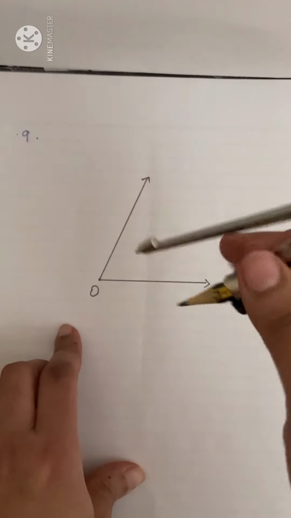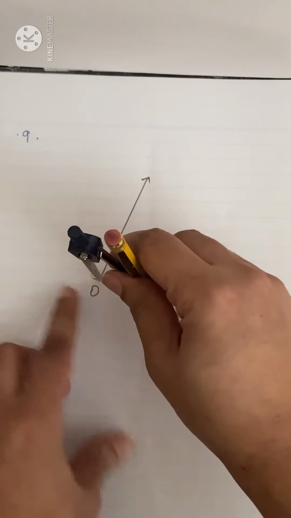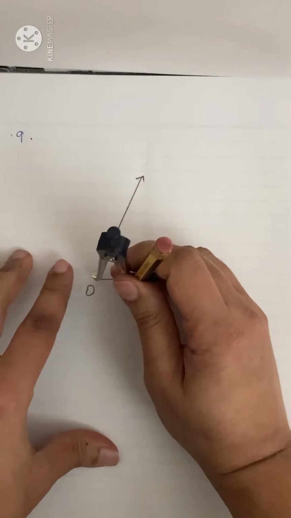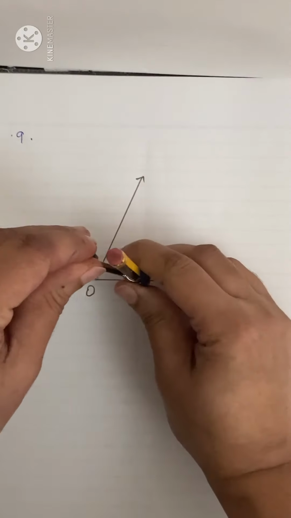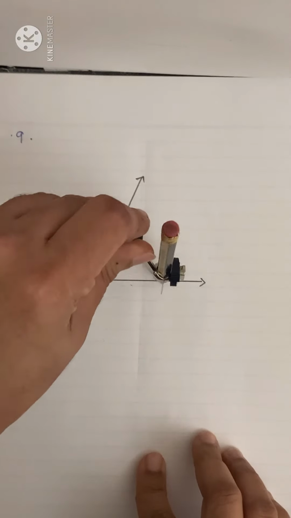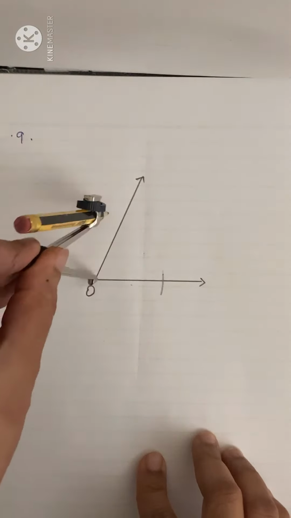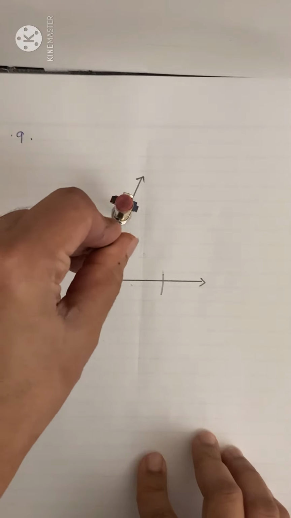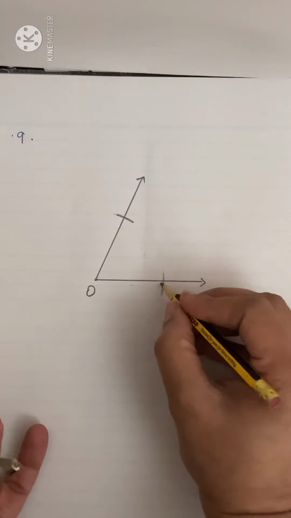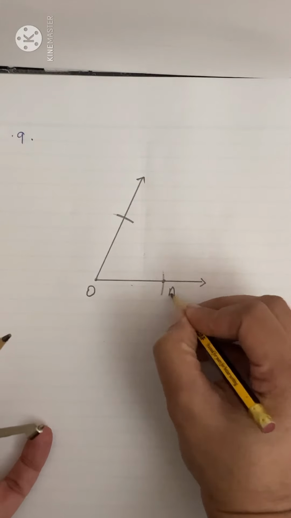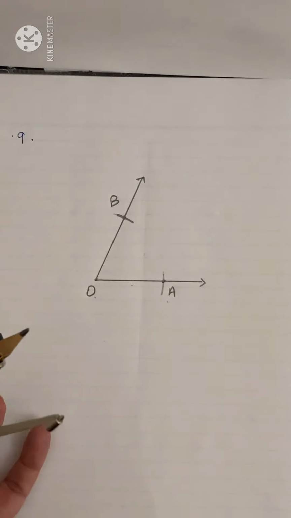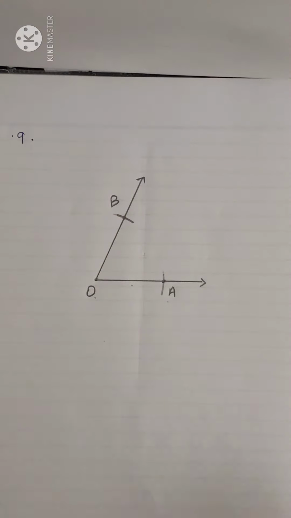So take your compass and pencil with O as center. Take a convenient radius such that the arc should touch both the arms. Draw a small arc with the same radius. Mark, because OA is OB, let it be A and this be B. OA equals OB.